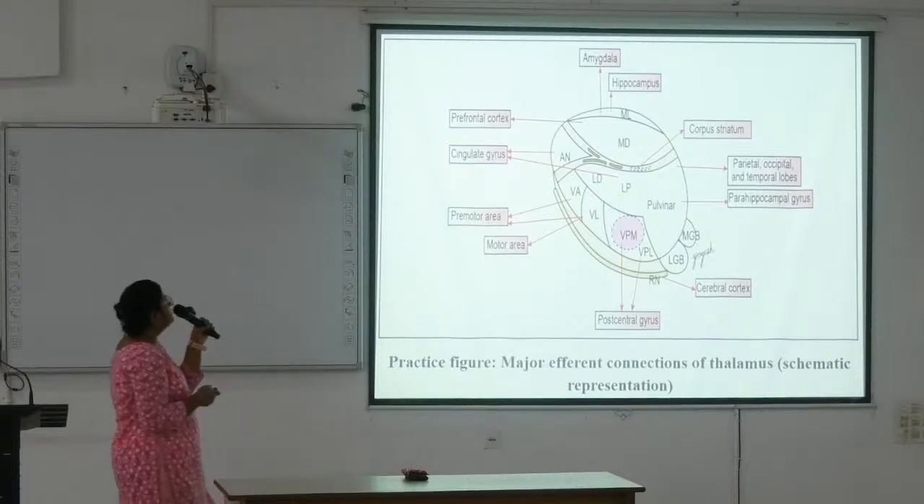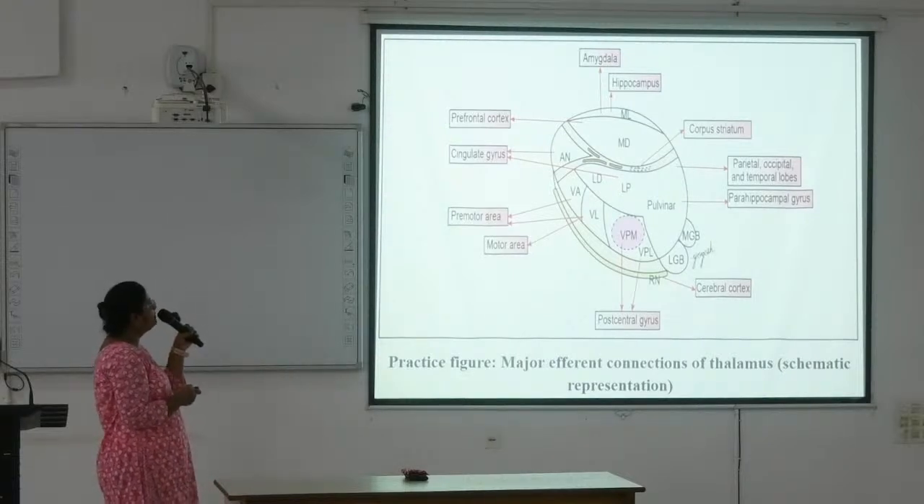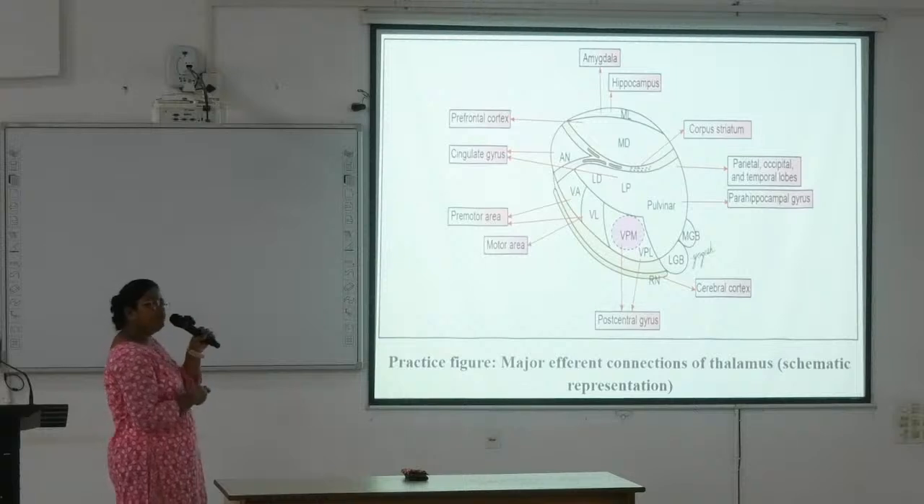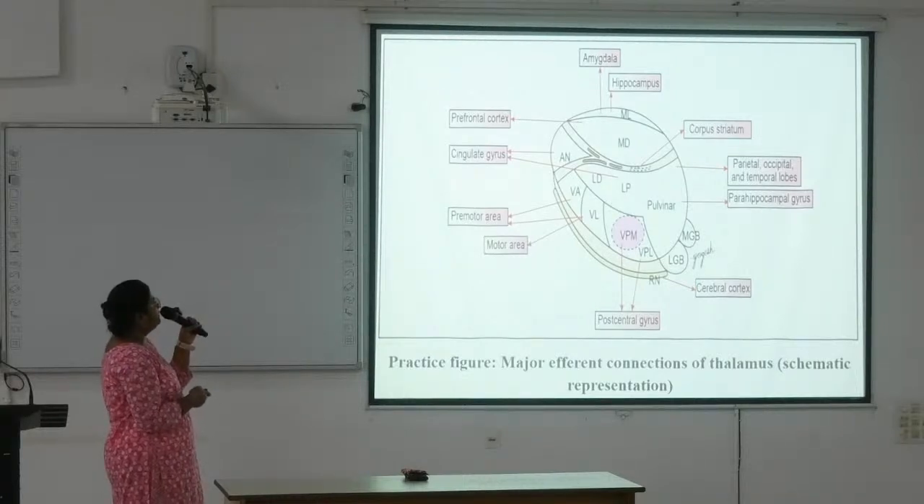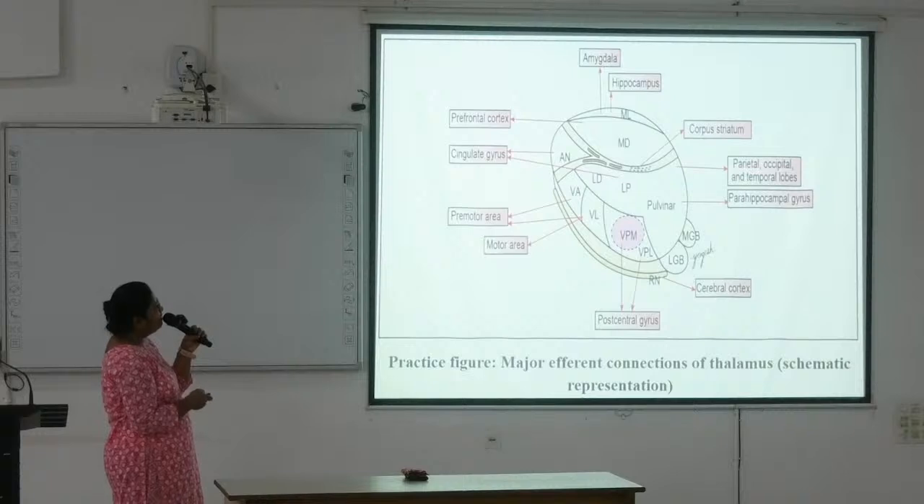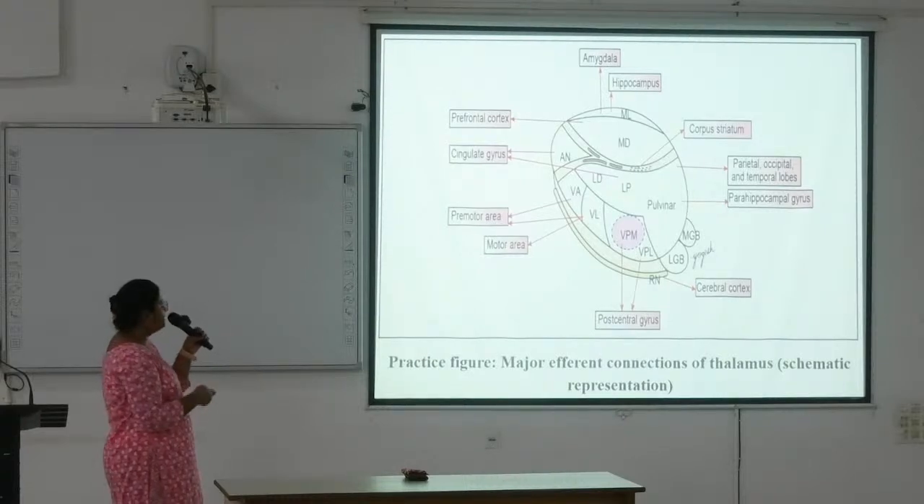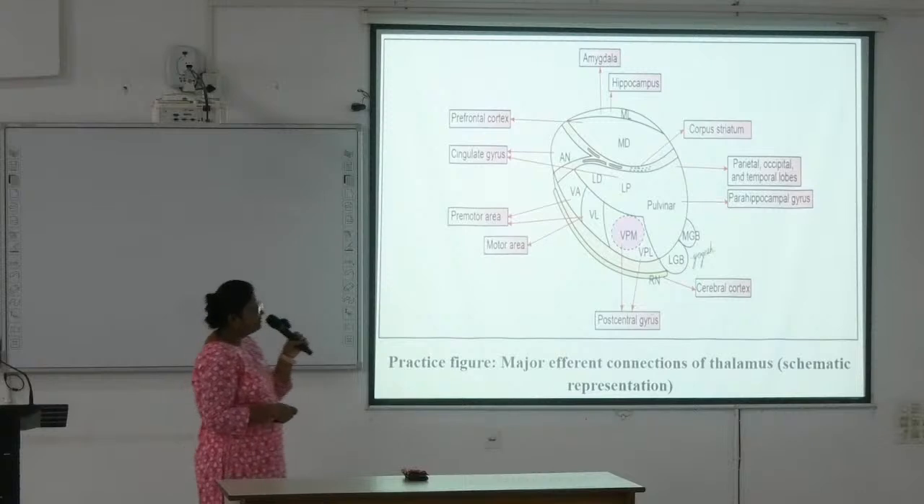So from mediolateral, it is going to amygdala and hippocampus. From mediodorsal, prefrontal cortex. From here, anterior nucleus and lateral posterior to cingulate gyrus. Here, from here to the corpus striatum. From the pulvinar area into parahippocampal gyrus, and parietal, occipital, temporal lobes. Okay. From VPM and VPL to postcentral gyrus, from ventrolateral to motor area and premotor area, ventroanterior to the premotor area. So these are the efferent connections of the thalamus.